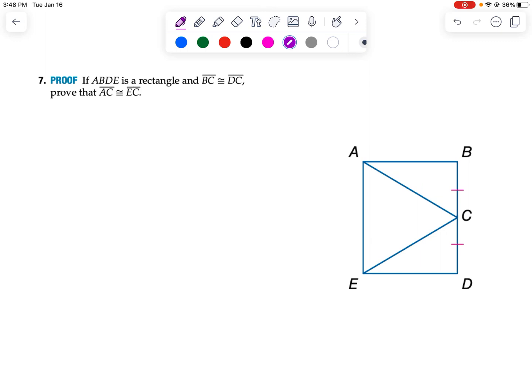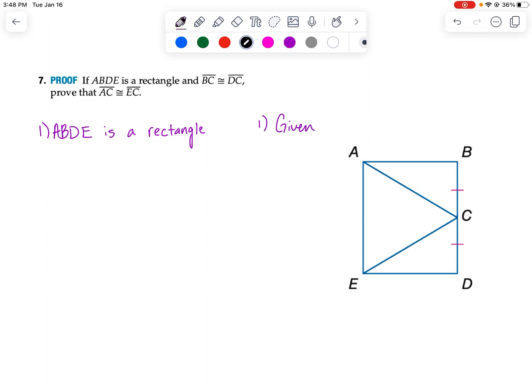In 6.4 rectangles. First thing I need to know is, what am I asked to prove? My given statement. I'm given that ABDE is a rectangle. So step 1: ABDE is a rectangle, that's given.